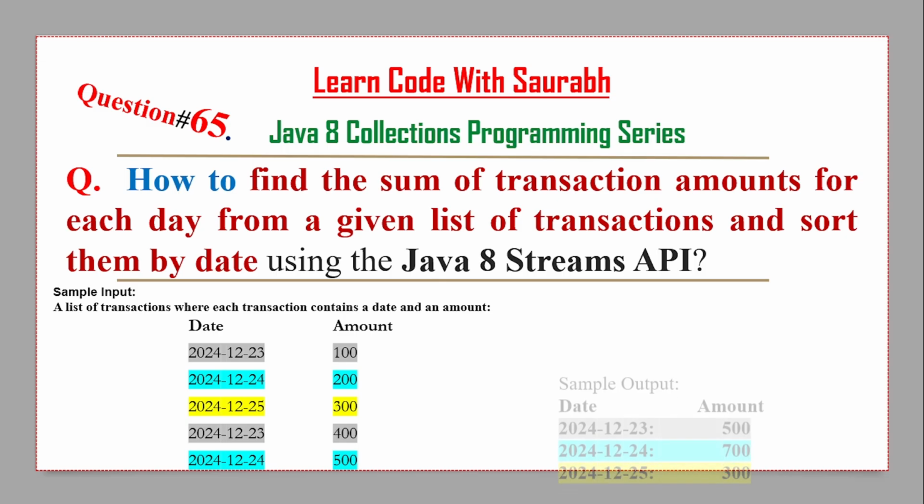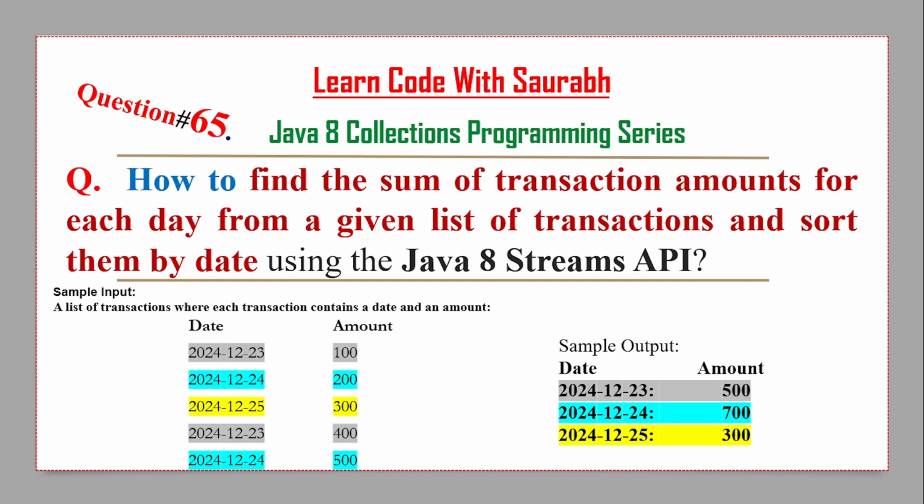So in this program I will get output like this: for 23rd December we will get 500, for 24th December we will get 700, and for 25th December we will get 300. So friends, in this program, how will we get this, how will we sort, and how will we group the amounts? For this program I'm going to write a class, where I will implement the logic to get this output.